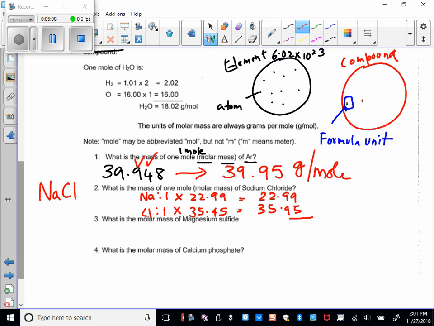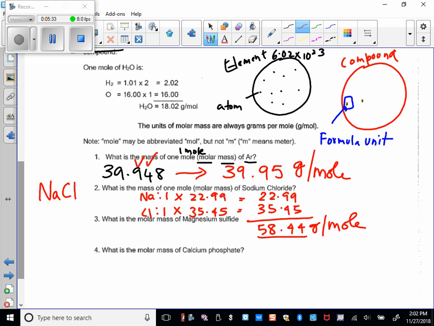What do you think I should do with these two masses of individual elements? Add them up, and that gives me what? 58.44 grams per mole. Are we good? That is the molar mass of sodium chloride. Do we understand this? Yes.